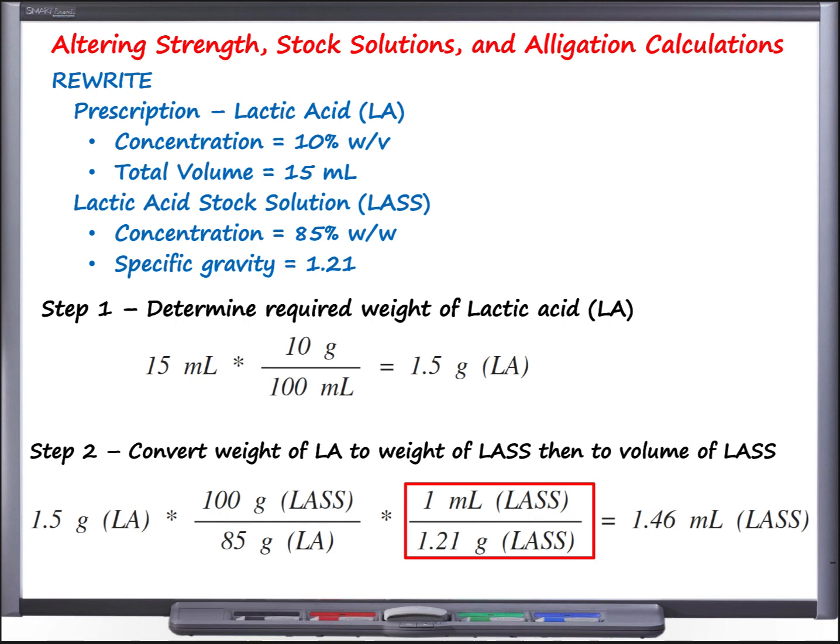And we set that up so that the grams of stock solution cancel, and our final answer will be in milliliters. So if you do that math all the way from left to right, starting from 1.5 and working your way across, you should get a final answer of 1.46, and the units that remain would be milliliters of the stock solution, which is the final answer for this question. We've determined that we need 1.46 milliliters of stock solution to provide us 1.5 grams of lactic acid to be used in compounding this prescription.